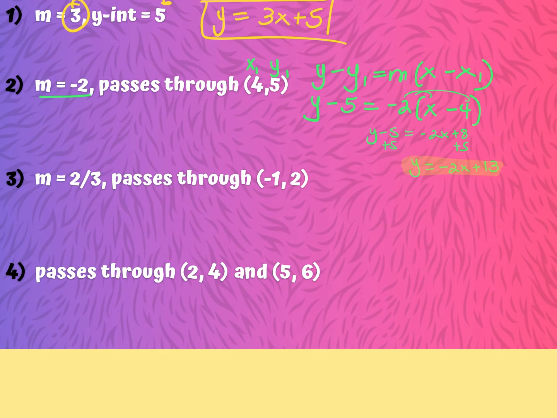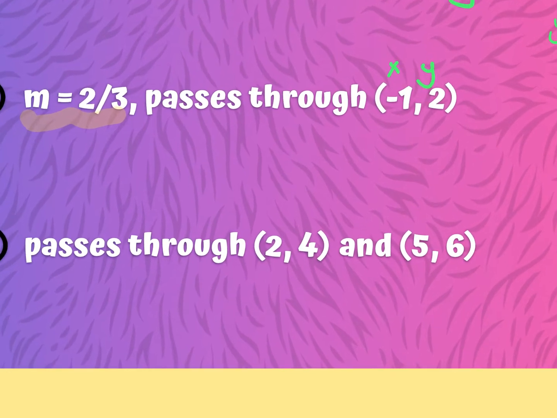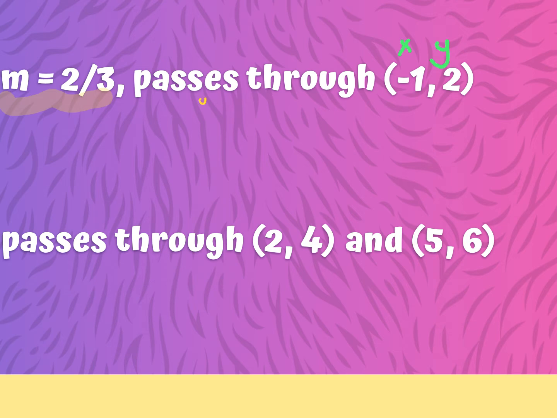All right, 3 says the slope is 2/3 and it passes through negative 1, 2. So this time I'm going to keep this as my m because that's what it is. I'm going to make this my x and my y, and I'm going to plug it into y equals mx plus b. So y equals mx plus b. The y is 2, the m is 2/3, the x is negative 1, plus b.